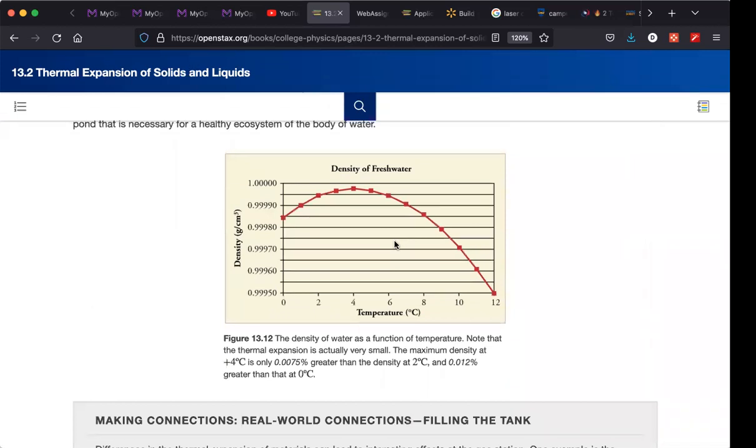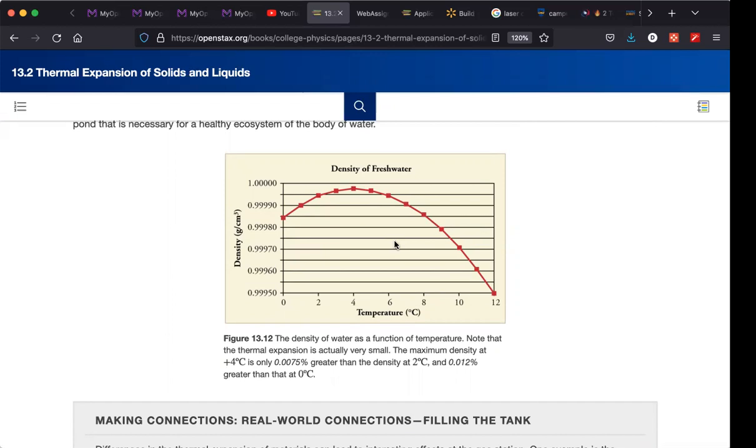So one of the things that's interesting about water is its molecular structure creates an interesting situation when it freezes. And all of us are very familiar with ice floating in liquid water.